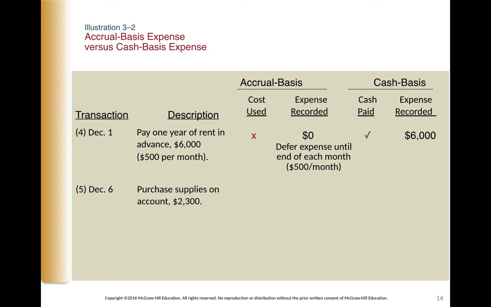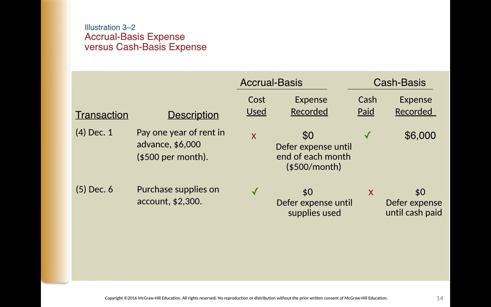We can purchase supplies on account for $2,300. So we have received the supplies, but we have not paid them yet, and we have not used them yet. For accrual basis, we can buy a bunch of supplies up front, but then only record an expense for what has been used during the period.